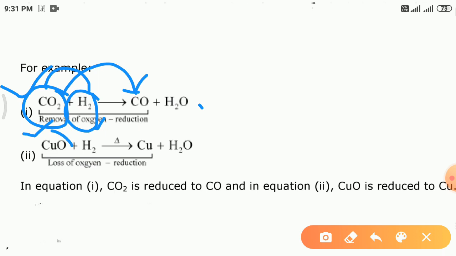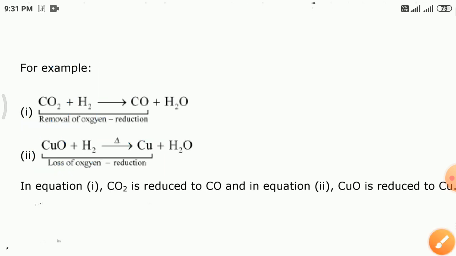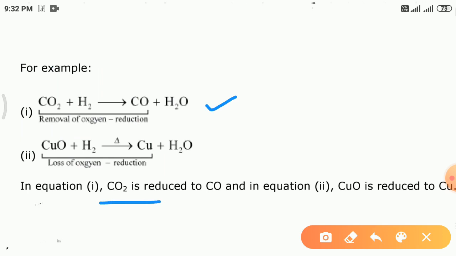Likewise, when copper oxide is reacted with hydrogen gas, copper oxide will lose the oxygen and convert to copper. So here it is also the reduction of copper oxide. So we can say in the first equation, carbon dioxide is reduced to carbon monoxide, and in equation 2, copper oxide is reduced to copper.